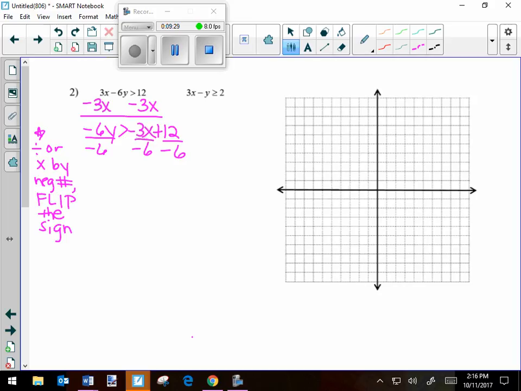So in this case, because I'm dividing by a negative number, my inequality is going to have the flipped sign. Instead of greater than, it will be less than. It is going to be a dotted line because of not having an equal to under it. The slope will be 1/2. The y-intercept will be negative 2. So I go to negative 2, I go up 1 over 2.